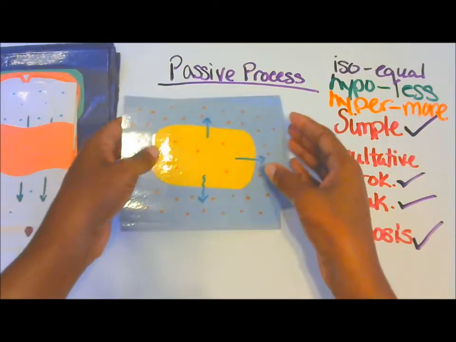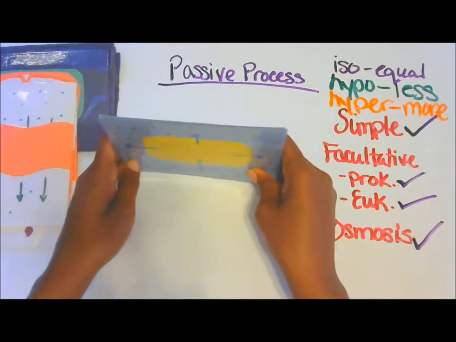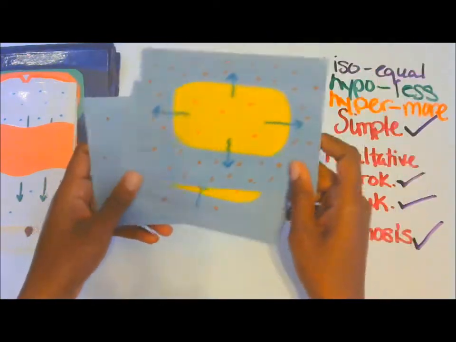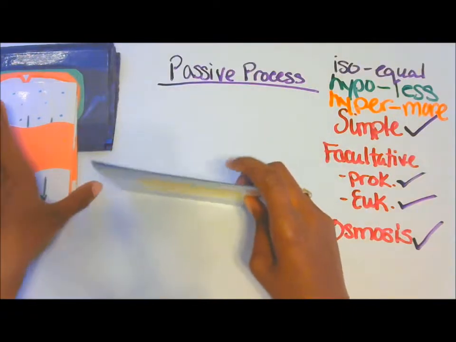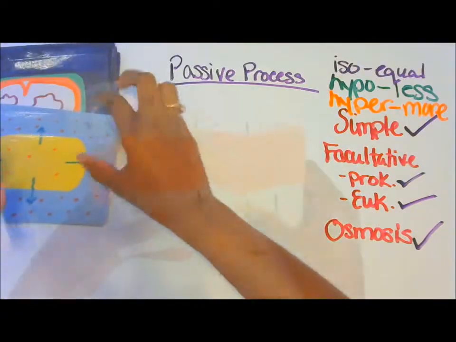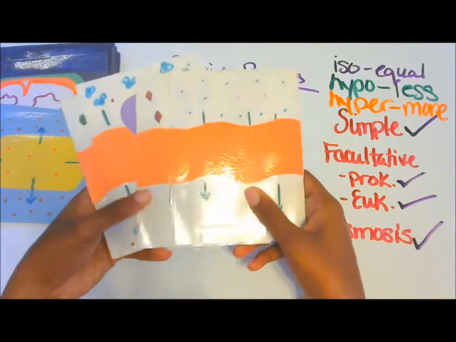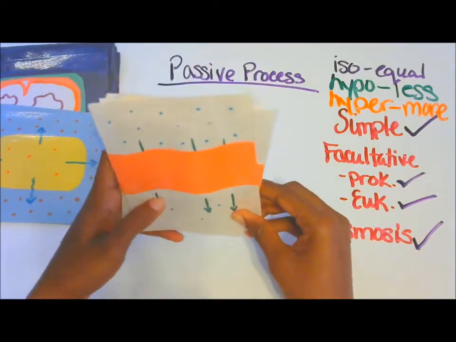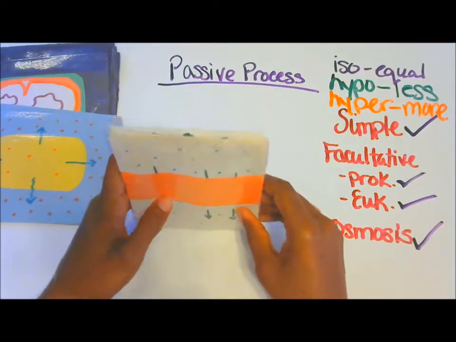Now with this group, we have isotonic, hypotonic, and hypertonic movement across the plasma membrane. We're going to recap. Here in passive process, we have simple diffusion, facilitated diffusion, and osmosis.